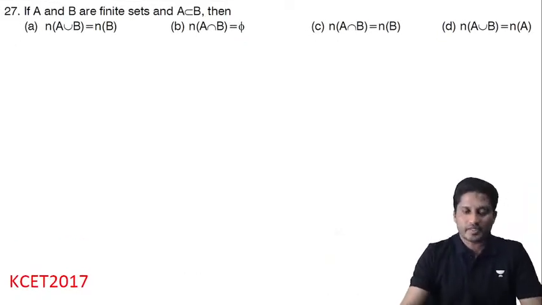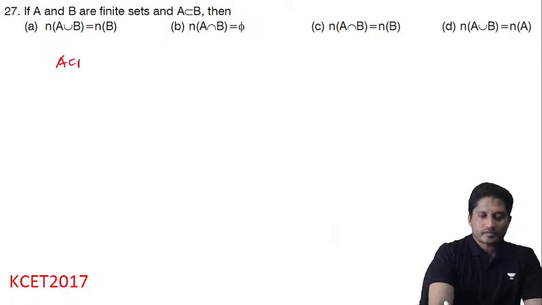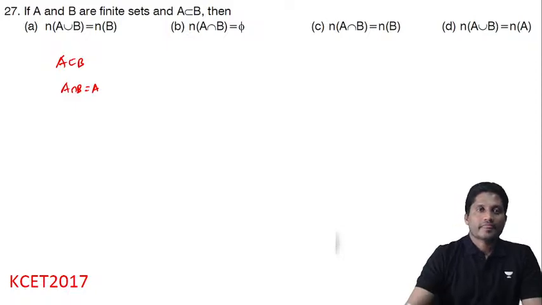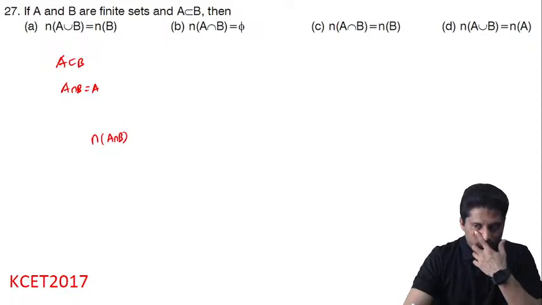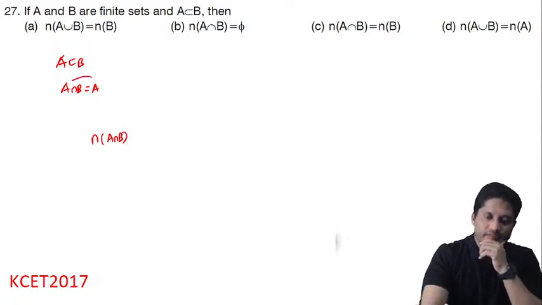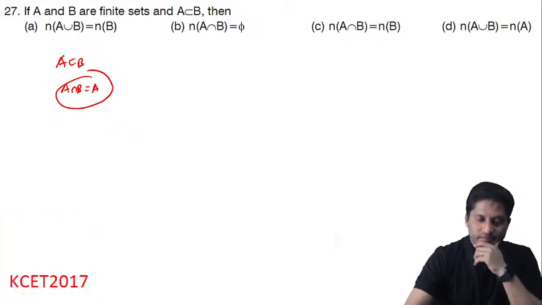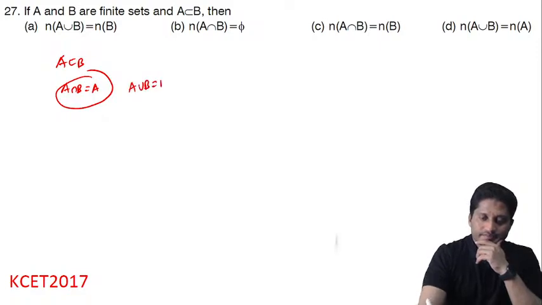Now if A is a subset of B, then obviously A intersection B is equal to A, right? A is present in B, so the intersection should be A only. If A is present in B, A union B should be equal to B.